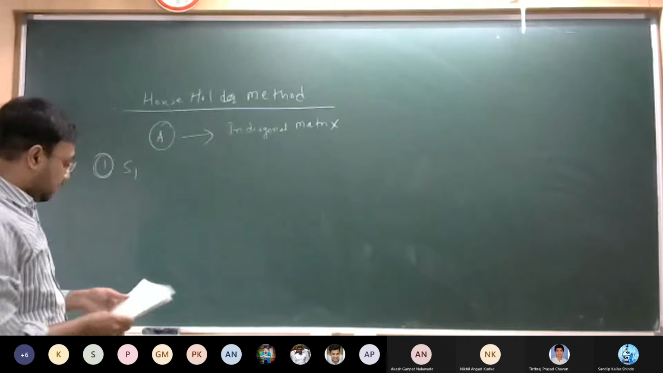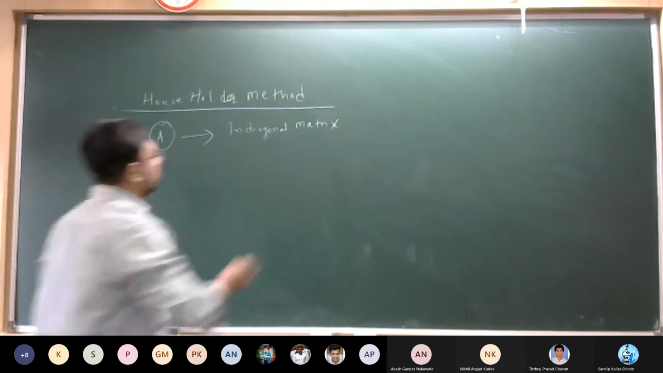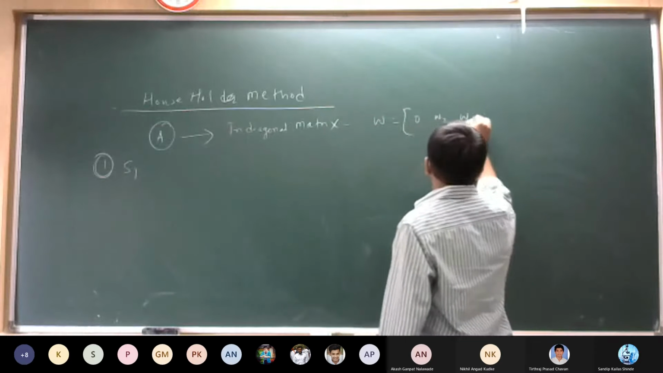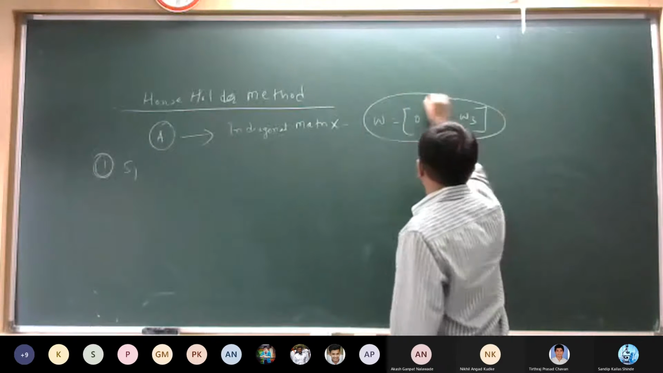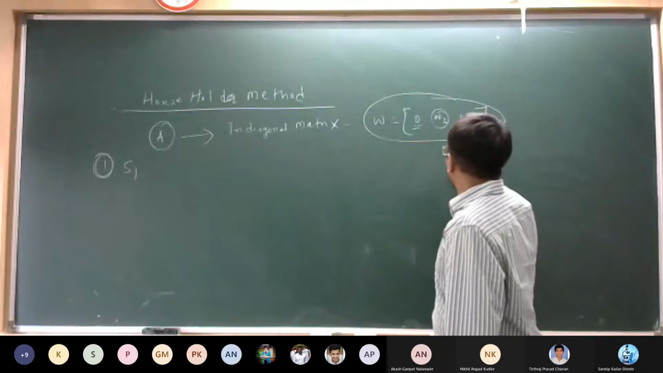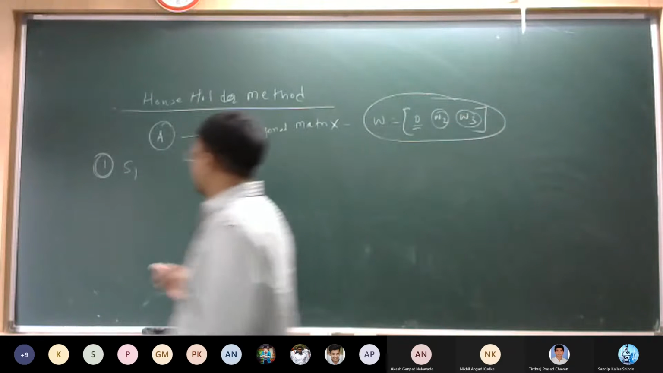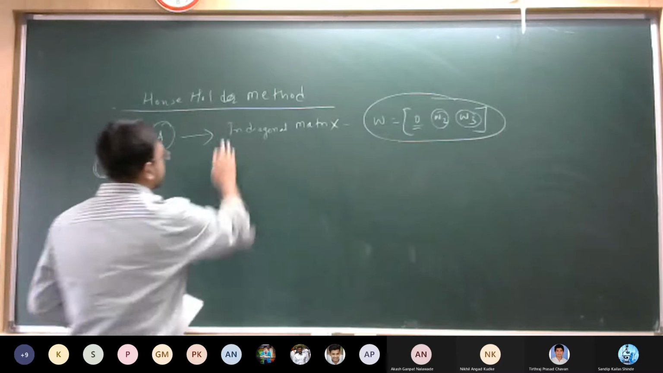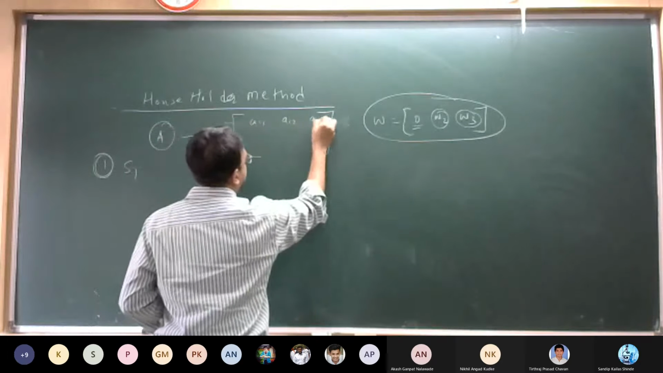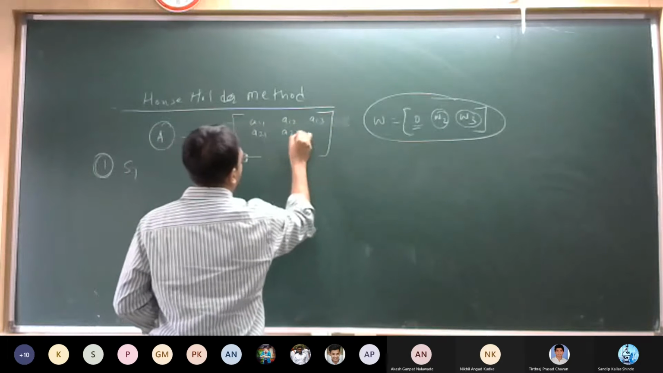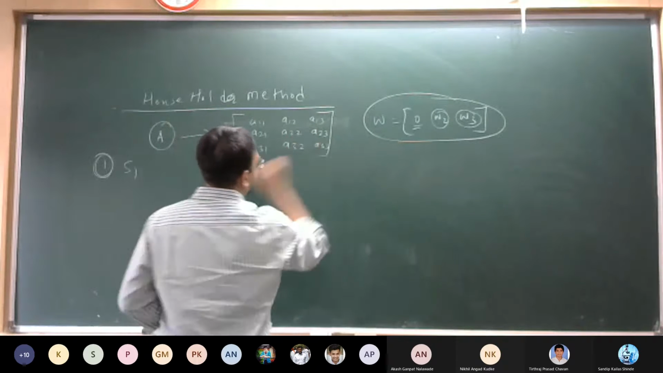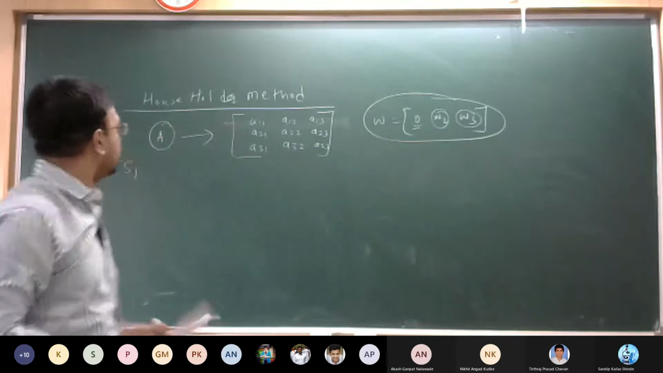To convert the A matrix, we need that particular W vector, which would be 0, W2 and W3. So this vector we need to calculate first. The first value is initially 0, so W2 and W3 values we need to calculate. For that purpose, suppose this is the given matrix A11, A12, A13, A21, A22, A23, A31, A32, and A33. So this is a 3 by 3 matrix, and we need to convert it into the tridiagonal matrix.